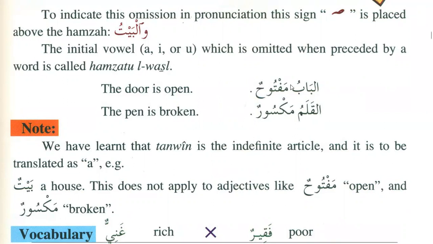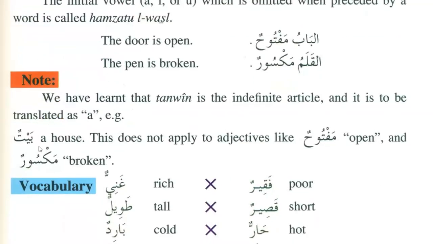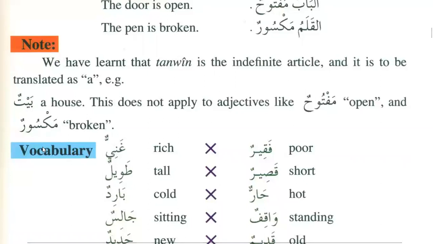Then a new topic starts. Here they will tell you that we don't use the meaning of tanween in adjectives. In these examples, we cannot say this door is open, or the pen is broken, because for adjectives we don't use the meaning of tanween in translation. We have learned that tanween is the indefinite article and it is to be translated as a, for example, baytun, a house. This does not apply to adjectives like maftuh, open, and maksur, broken. So we don't use the meaning of tanween in adjectives in translation. Okay, that makes sense.